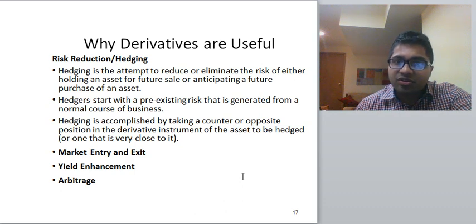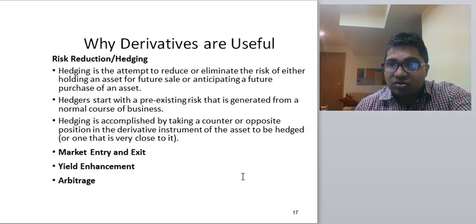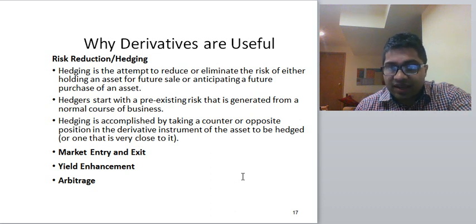Why are derivatives useful? Because they help to reduce risk. So the example that we took, in terms of China and Canada: China was reducing the risk of oil prices going up and Canada was reducing its risk of oil prices going down. So hedging is an attempt to reduce or eliminate the risk of either holding an asset for future sale or anticipating a future purchase of an asset.